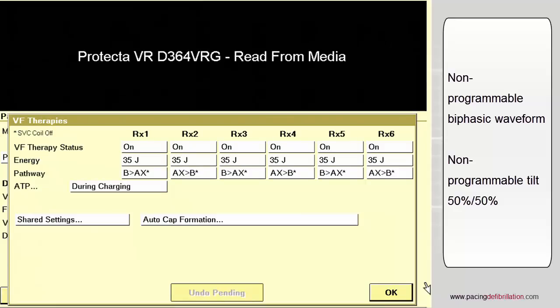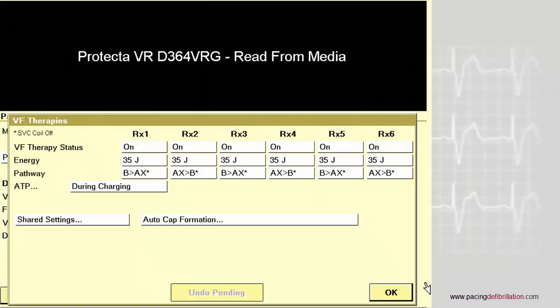The current pathway for the high voltage pulse is reversed midway through the pulse delivery. In the first phase, current is delivered until the pulse decays by 50% of its original voltage. The device then truncates the phase and reverses the current pathway for the second phase. This corresponds to what we call a tilt 50-50.